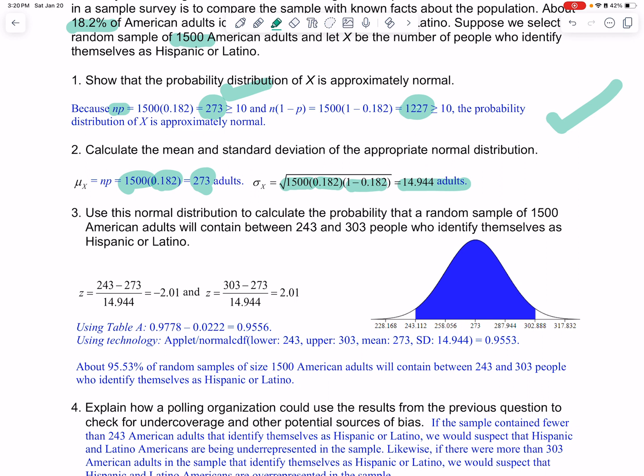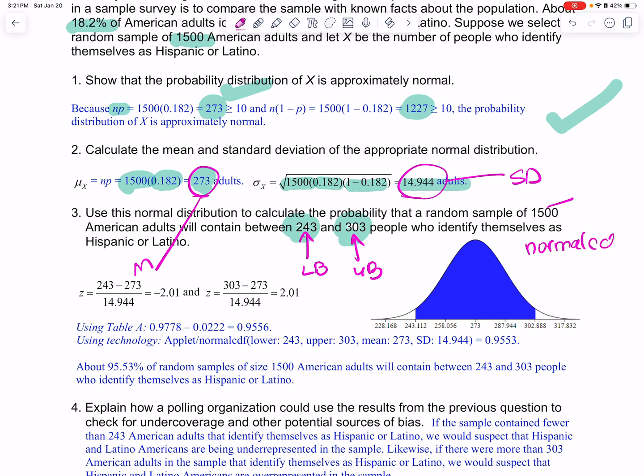To use the normal approximation, it's asking for a sample that can be between 243 and 303, which would be my lower bound, and this would be my upper bound. And this here, of course, is my mean, which we already found was 273, and my standard deviation is here. So I would do normal CDF. Remember, menu, stat, distribution, normal CDF, lower bound, upper bound, mean, and standard deviation. And that's going to get you the same value as this one here, which is about 95.53%. Or you could have done it with the z-score table as it's shown here.